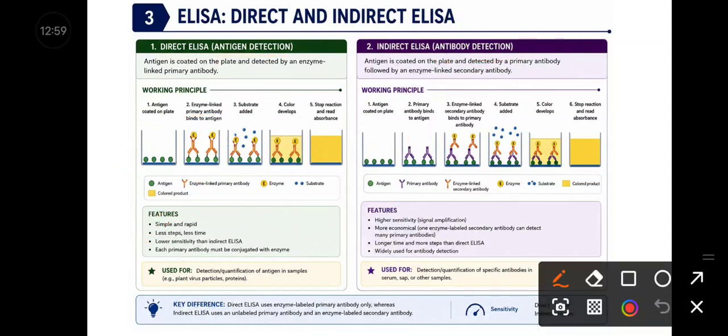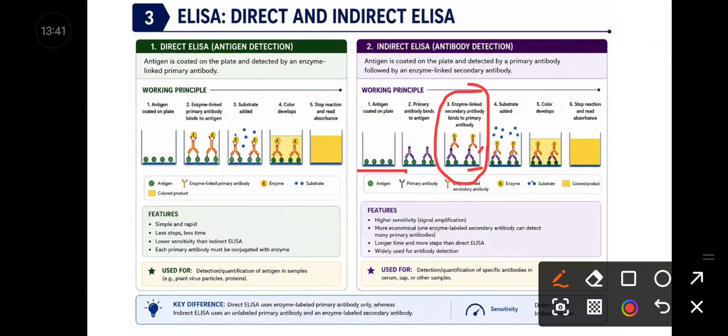So indirect ELISA: here the antigen is coated on the plate, detected by a primary antibody followed by an enzyme-linked secondary antibody. Here one single step is added in indirect ELISA, that the antigen is indirectly detected by the secondary antibody, and the secondary antibody is enzyme linked. Means first the antigen will be coated on the plate or the vessels, then the primary antibody will be added, but the primary antibody here is not enzyme linked.